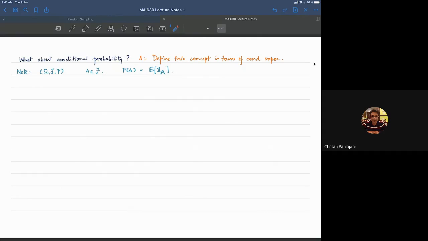But what this suggests is that just as the probability of a set is the expectation of the indicator function of the set, maybe you should define conditional probability to be the conditional expectation of the indicator function of that set. And that is exactly what you do. Okay, so here is how you get conditional probability. So let (Omega, F, P) be a probability space.